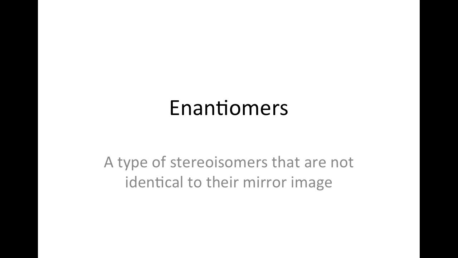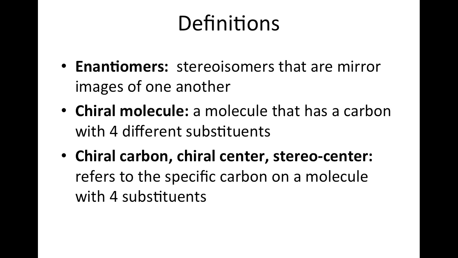This video covers enantiomers. Enantiomers are a type of stereoisomer that are not identical to their mirror image. Before we begin, it's important that we cover a few definitions, and these are words we're going to be throwing around all the time. The first is the term enantiomers. Enantiomers are a special kind of stereoisomer that are mirror images of one another. So when you use the term enantiomer, you're referring to the relationship of two molecules to each other. That is, they are mirror images and they're not identical.